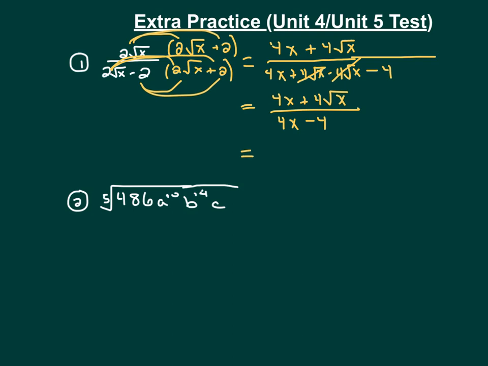So 4x divided by 4 is x. 4 radical x divided by 4 is just radical x. Again, 4x divided by 4 is x. And then 4 divided by 4 is 1. So we're left with x plus radical x over x minus 1.